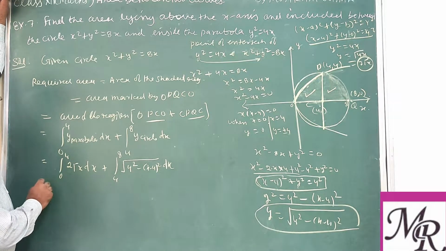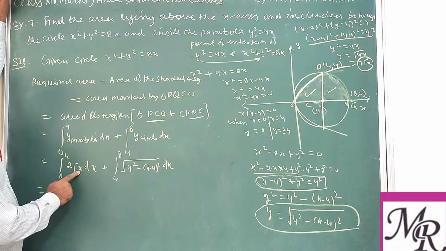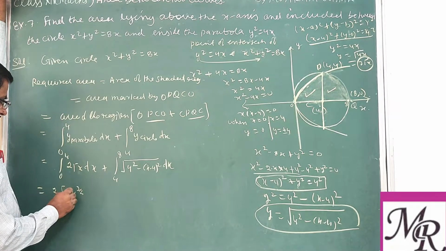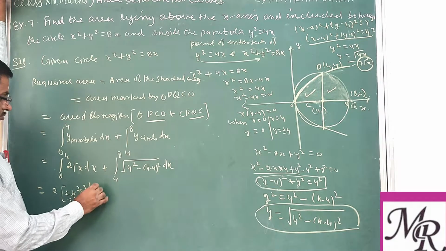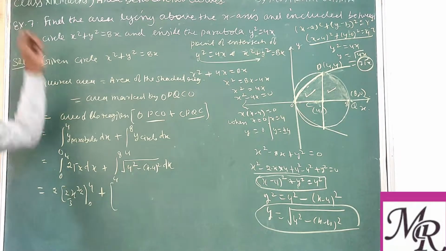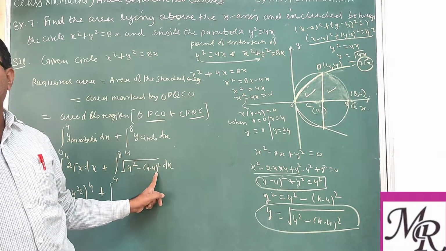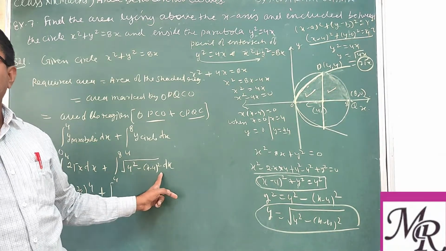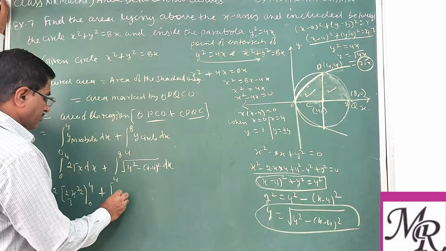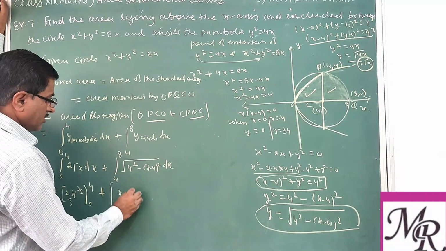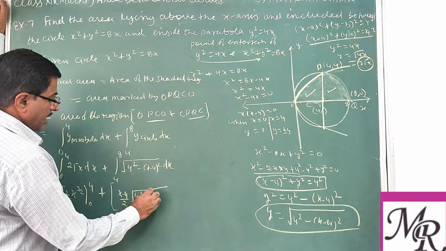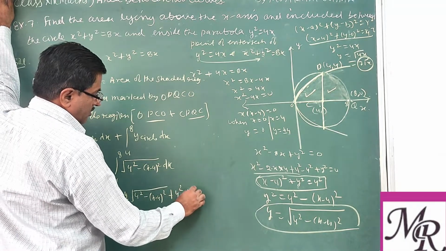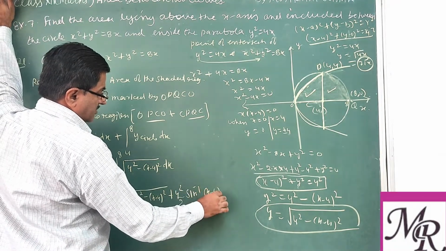This is direct integration. 2 into integration of root x. We have already done this in the previous problem, so x power 3 by 2 into 2 by 3, from 0 to 4. And this is the standard formula for root of a square minus x square, where a is replaced by 4 and x is replaced by x minus 4. So the formula is: x upon 2, here x minus 4, root of a square minus x square, plus a square by 2, sin inverse x upon a.